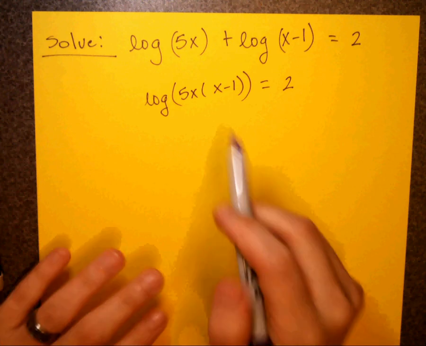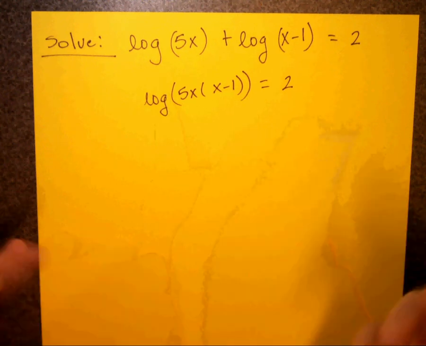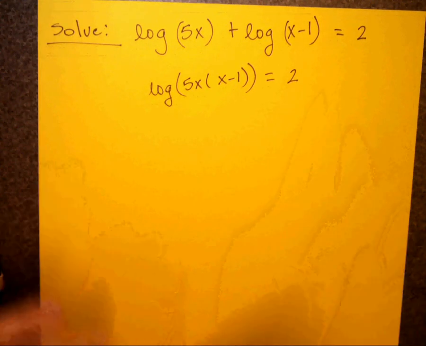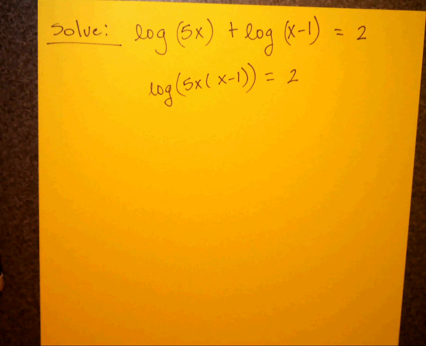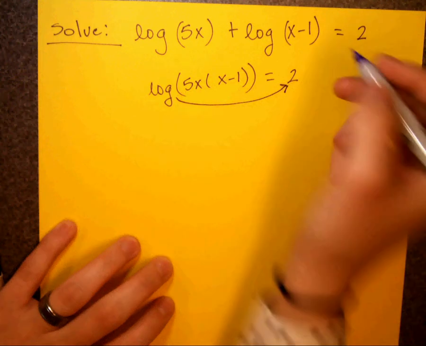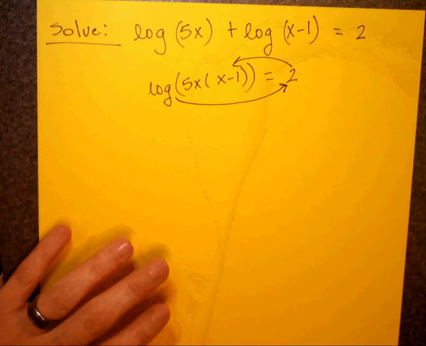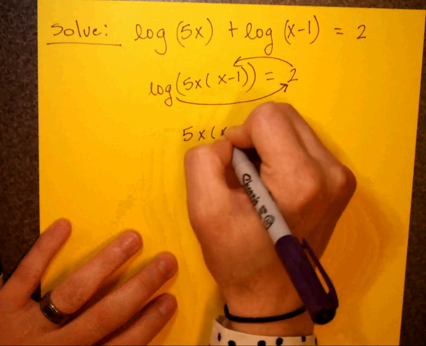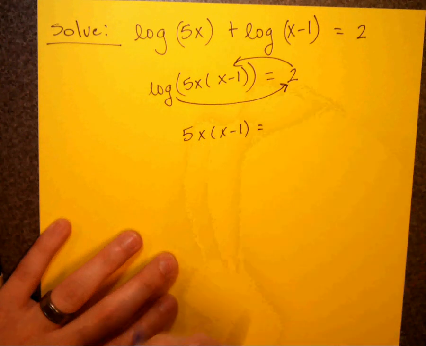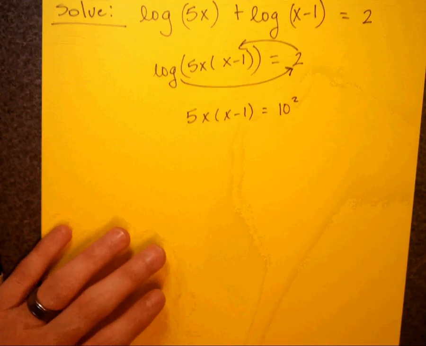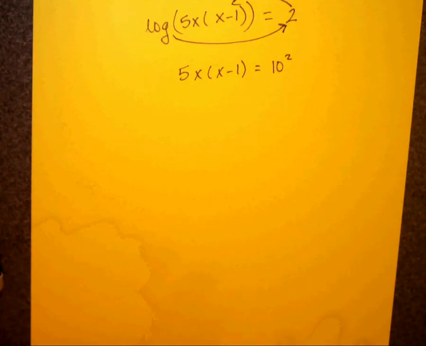And now that I have a single logarithm on the left, or whatever side, and a plain number on the other side, I can just use our exponential property, rewriting this as an exponential. So my base to the power of 2 is equal to this whole mess over here. So I end up with 5x times x minus 1 is equal to 10 to the power of 2. And it looks ugly, but now it's just a regular old equation.